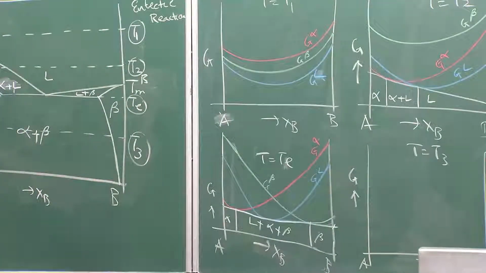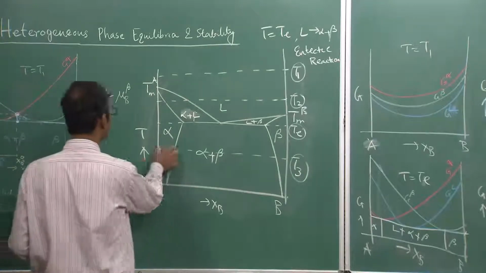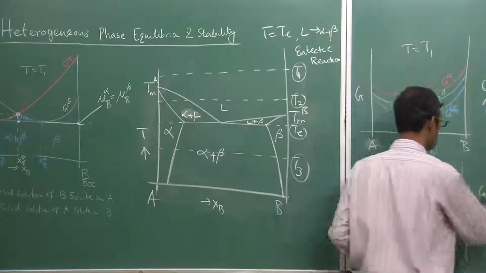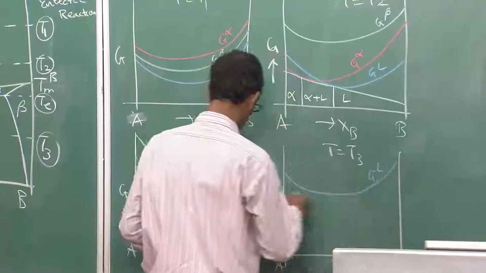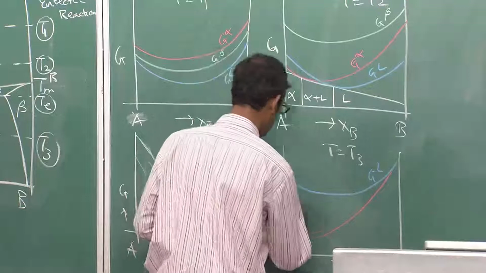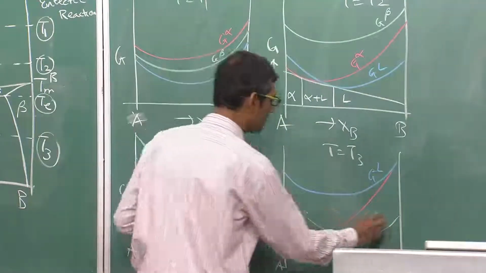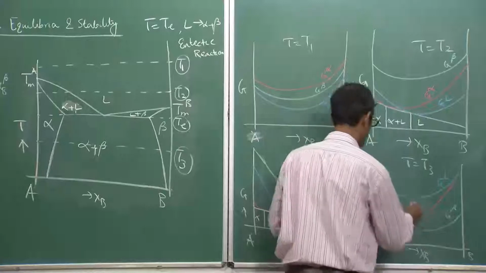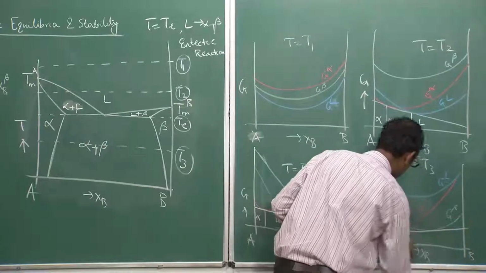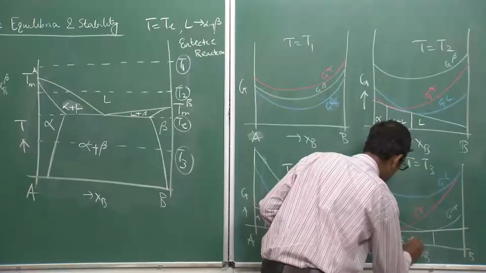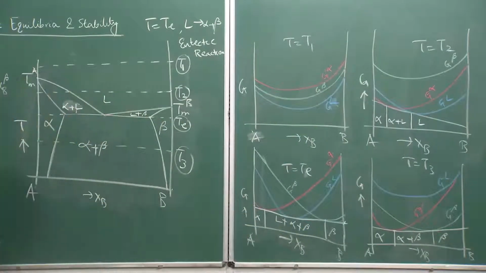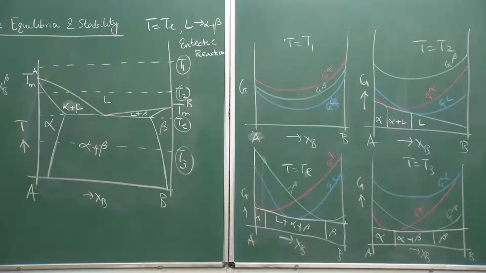At temperature T3, again alpha is stable, then alpha plus beta, and beta. So a crossover between the alpha and beta curves will happen. Liquid will go up, alpha and beta, and there is a crossover, so I need to draw a common tangent again. That is how it will look for a simple eutectic system when you have two terminal solutions present.